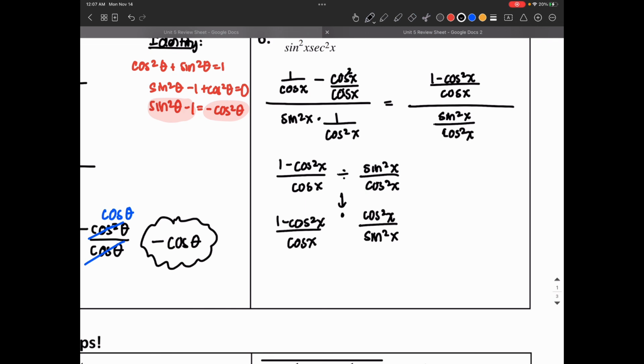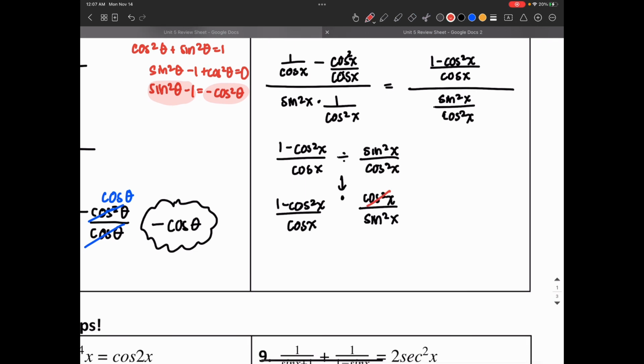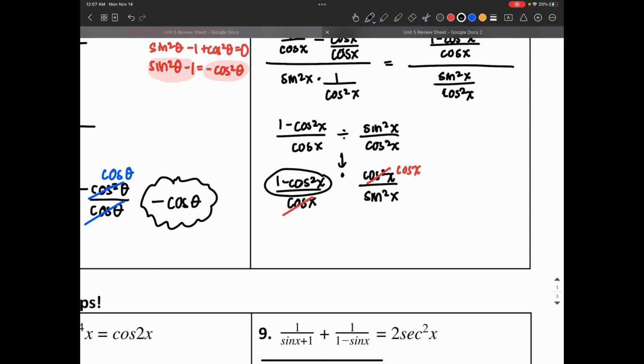And then I could see that a cosine canceled, and I'd be left with this. And then this I know that I can, because cosine squared and 1 are together, use that trig identity, cosine squared of x plus sine squared of x equals 1, and edit it: I'm going to subtract cosine squared of x on both sides, and I'll get sine squared of x is equal to 1 minus cosine squared of x.